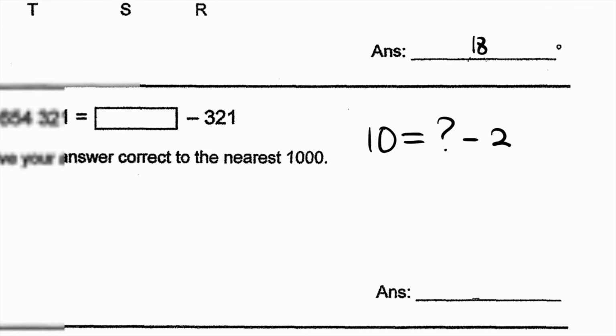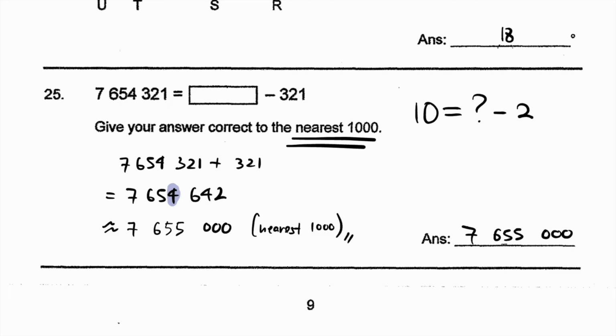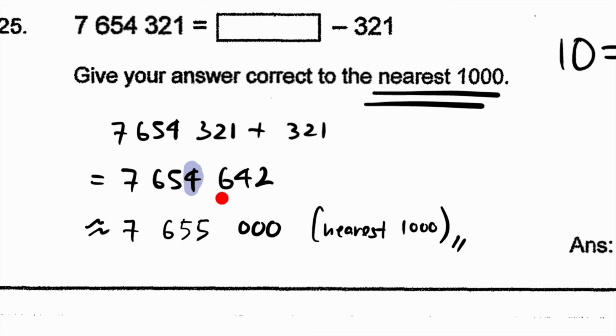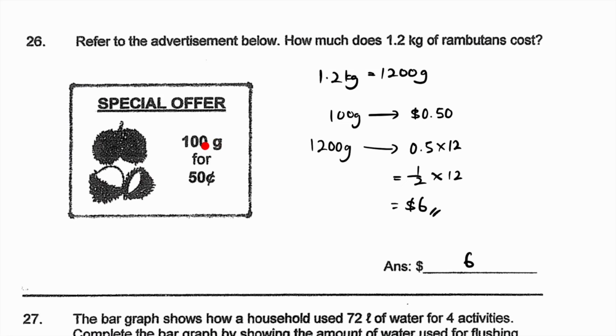All right, we shall do exactly the same thing. So our working shall be, do not forget your special requirements, nearest 1000. We're going to take this 7 million plus number, plus 321. And of course, with this, look at the number right next to the thousands place, and this is larger than 5, therefore round up, so it's 7,655,000, nearest 1000.